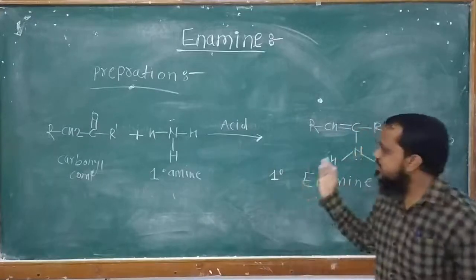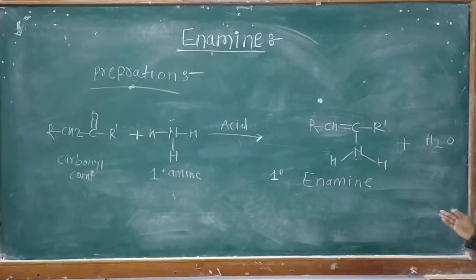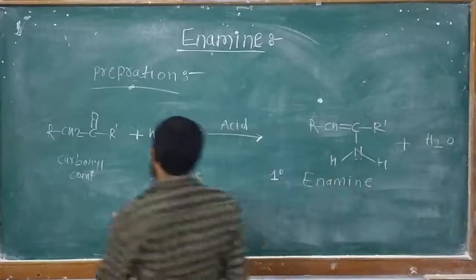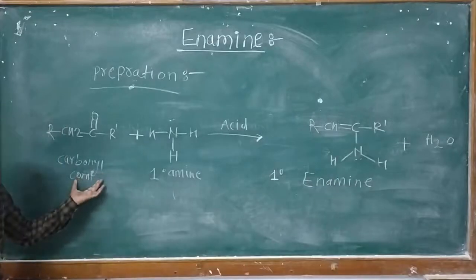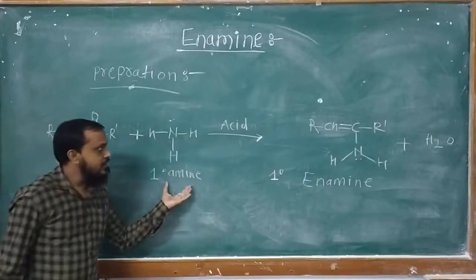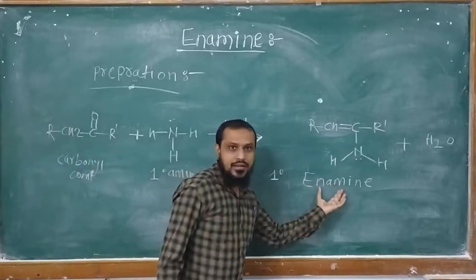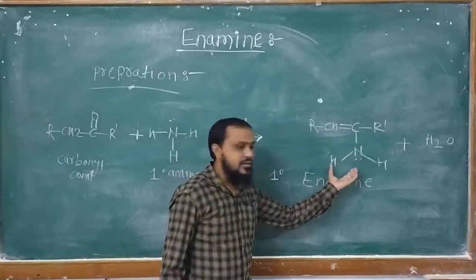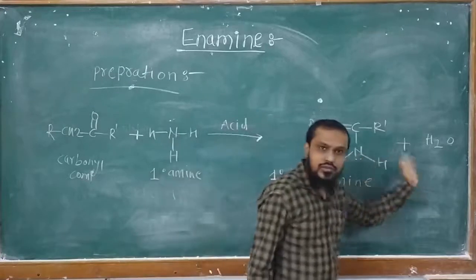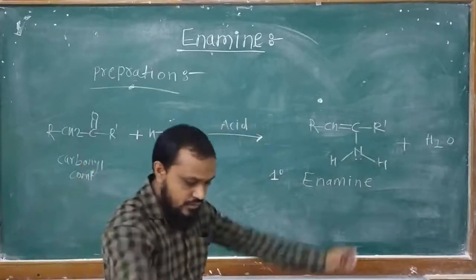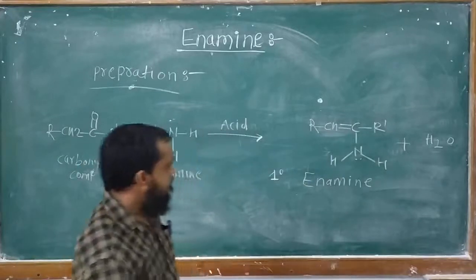So this is the general reaction of preparation of enamine. Here the carbonyl compound is treated with a 1 degree amine in the presence of acid to form an enamine. This is our final product or major product. Also here a water molecule will be present. This is the general representation of enamine. Now I am going to explain the mechanism.